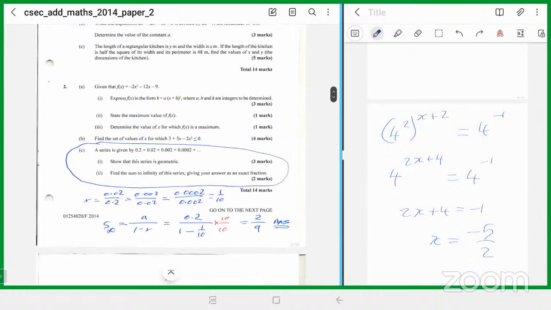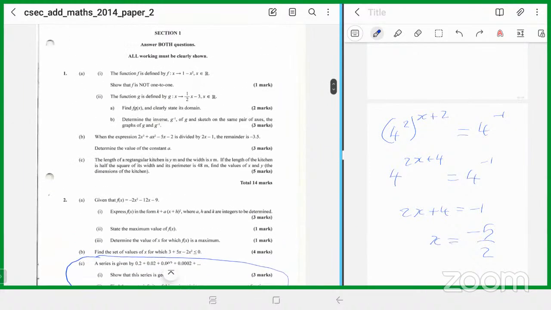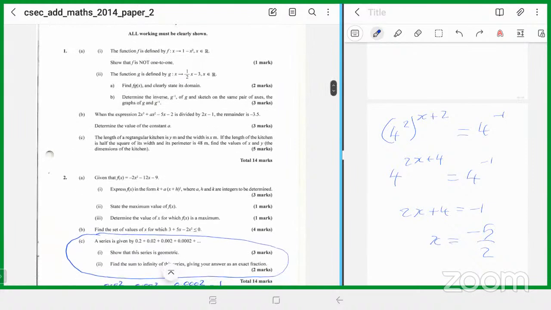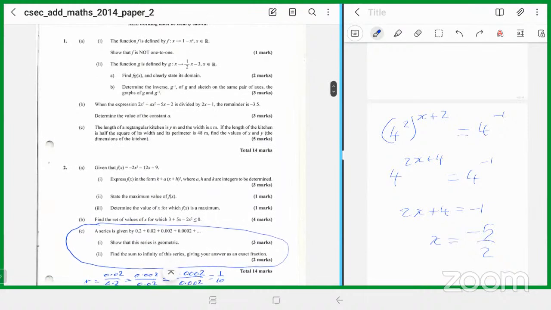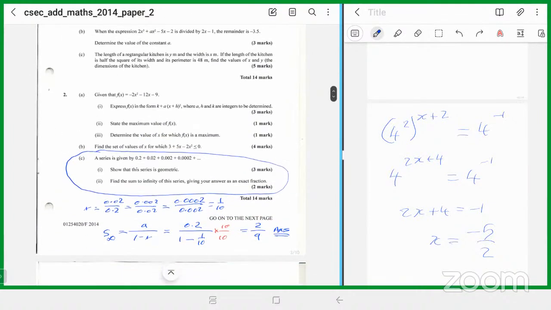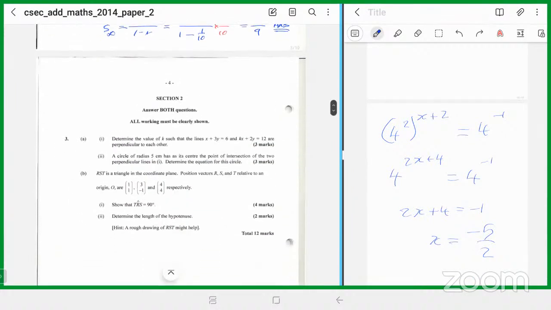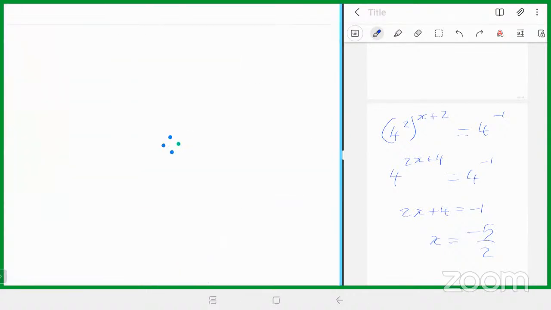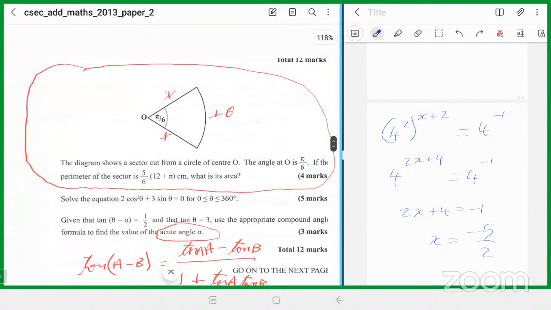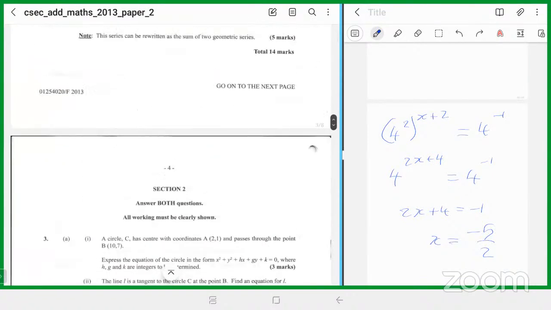All right, so this one has none. No search logs and indices in this one. Yeah, nothing in this one. So none on that paper. Let's go to 2013, right here.